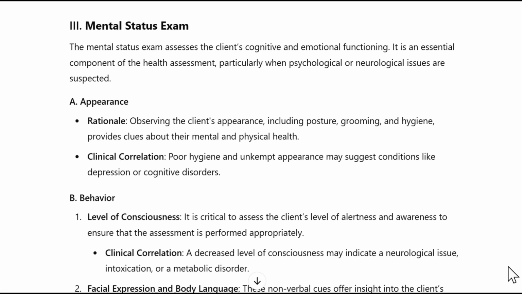Mental status exam. The mental status exam assesses the client's cognitive and emotional functioning. It is an essential component of the health assessment, particularly when psychological or neurological issues are suspected.